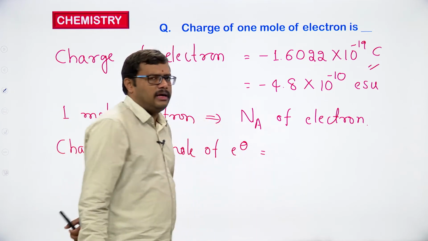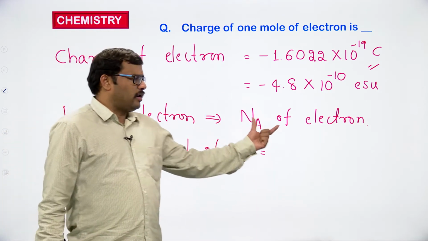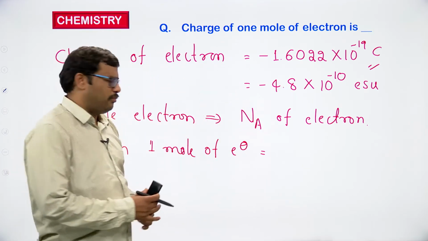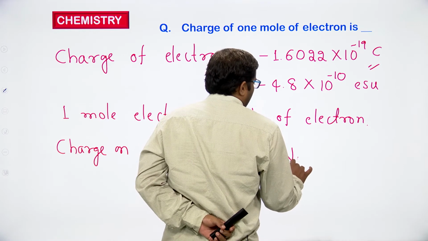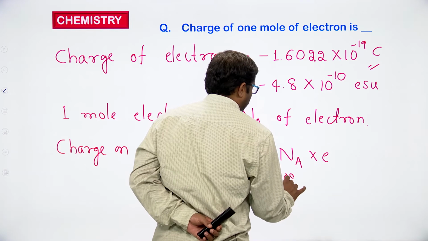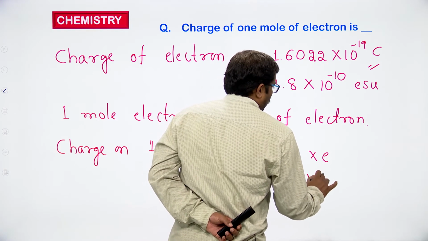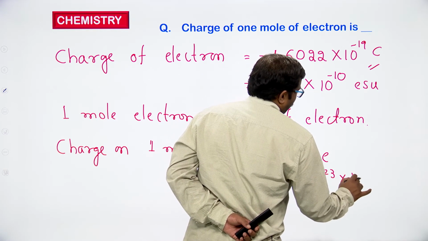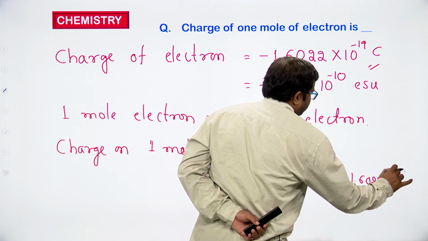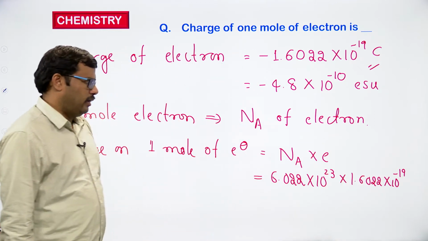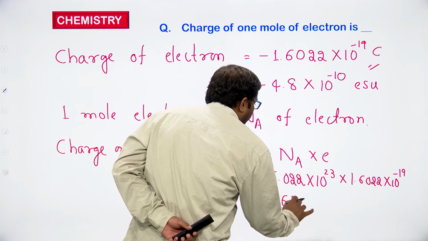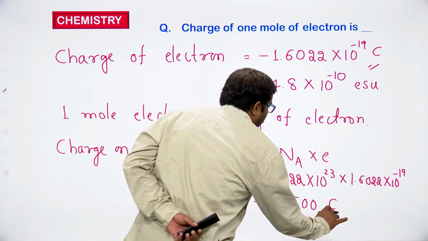How are we going to calculate it? We know 1 mole means Avogadro number of electrons, and 1 electron's charge is this much. So just multiply the Avogadro number with the charge. Avogadro number is 6.022 into 10 to the power of 23, into 1.6022 into 10 to the power of minus 19. When you calculate this value, we get around 96,500 coulombs.